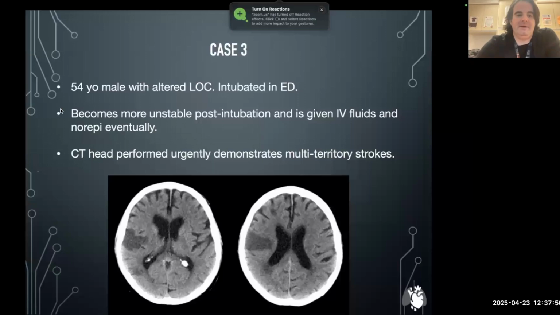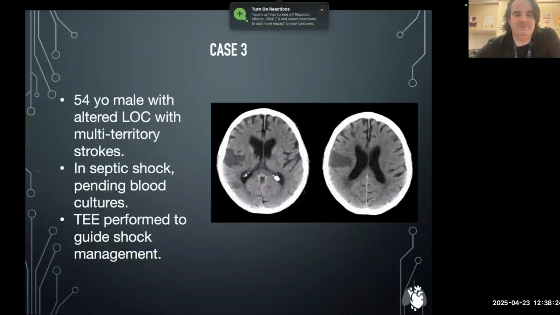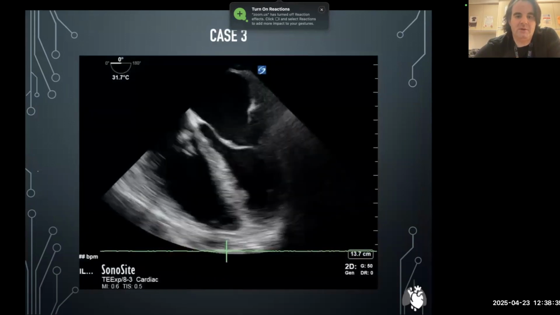Okay, case 3, 54-year-old male, altered LOC, intubated in the emergency department, becomes more unstable, is given fluids, norepi. CT performed urgently demonstrates multi-territory strokes. Okay, I'm not going to go into this interpretation for sake of time, but also it's not a neuroimaging talk. But you can see here there's multiple territories, and there was concern here that this was obviously a cardiac source of embolism. And then he became more unstable, was in septic shock, was pending blood cultures. So we did an echo.